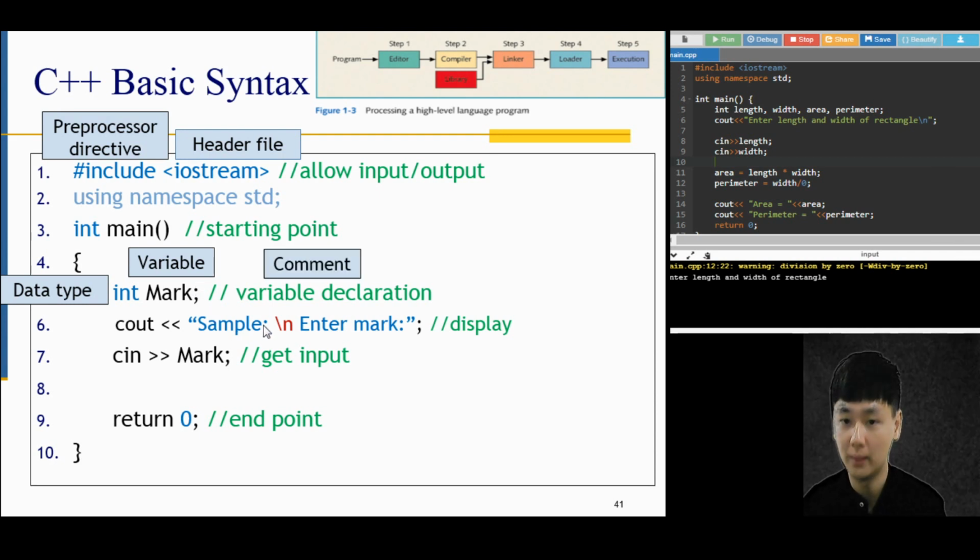And we have a comment here. A comment is just a note for the user to write down the purpose of a particular statement, and this comment will not be executed during runtime. And in line 6, cout and cin, as I showed you just now: cout is to display something on the console, and cin is to ask the user to give some input to the computer.